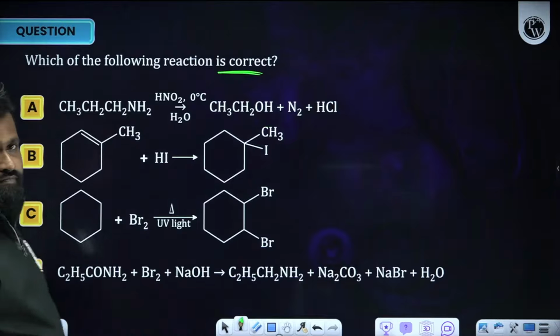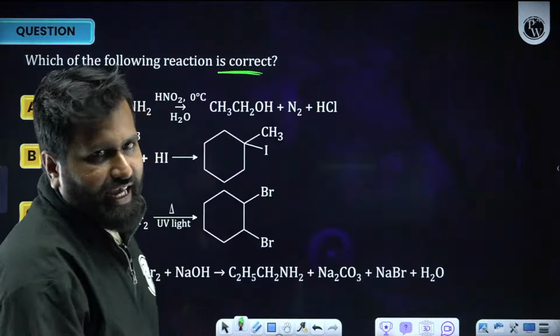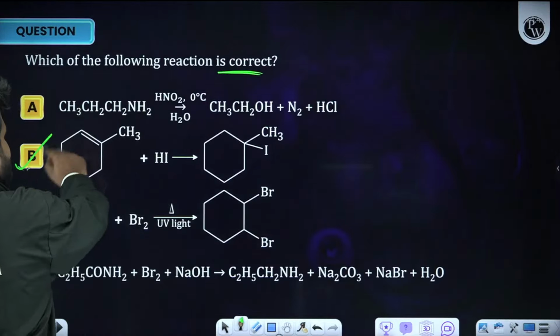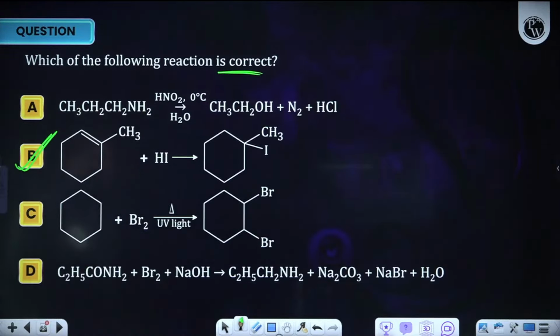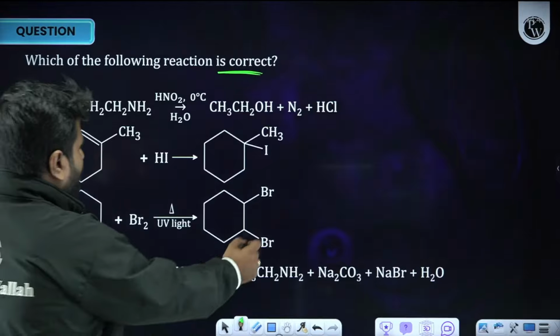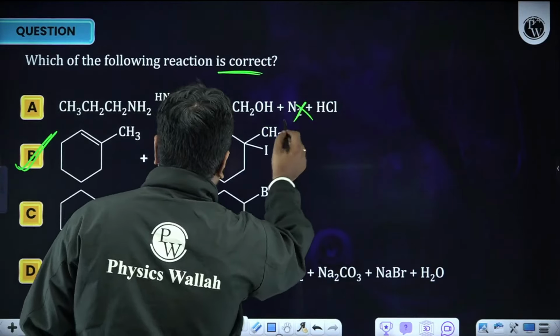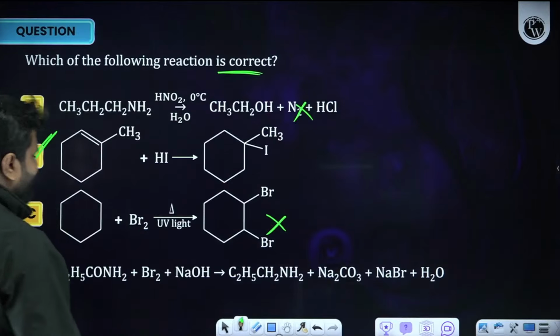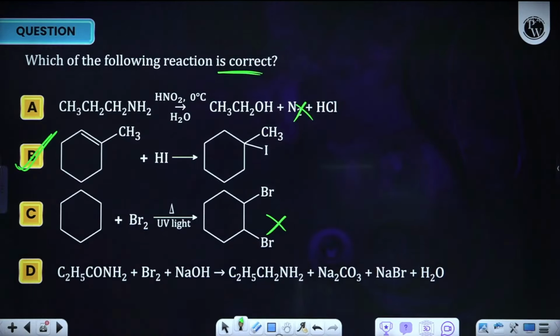Yes. B, exactly. So the correct answer is option B. Other than this, all are incorrect. We also know very well that the others are incorrect. It is clear, right?